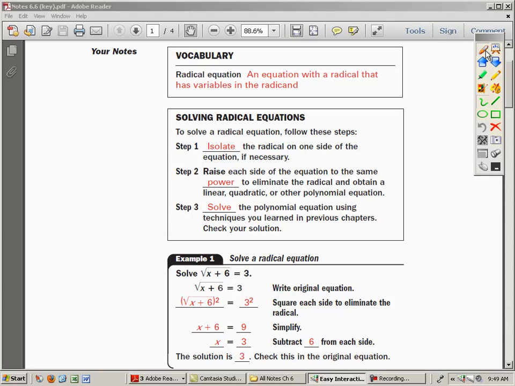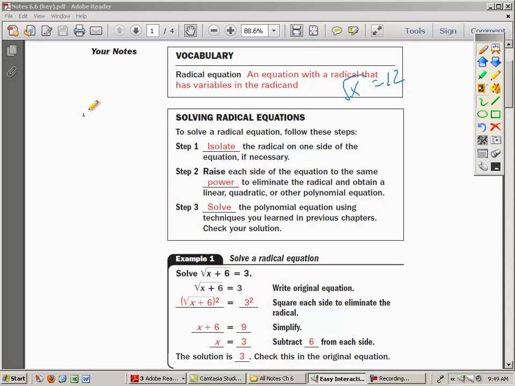First of all, for radical equations, basically a radical equation is anything that has a variable underneath the radical. So square root of x equals 12, for example, is a radical equation because it involves a radical and an x. Okay? So the steps in solving a radical equation are, first, isolate the radical. Get the radical all by itself.